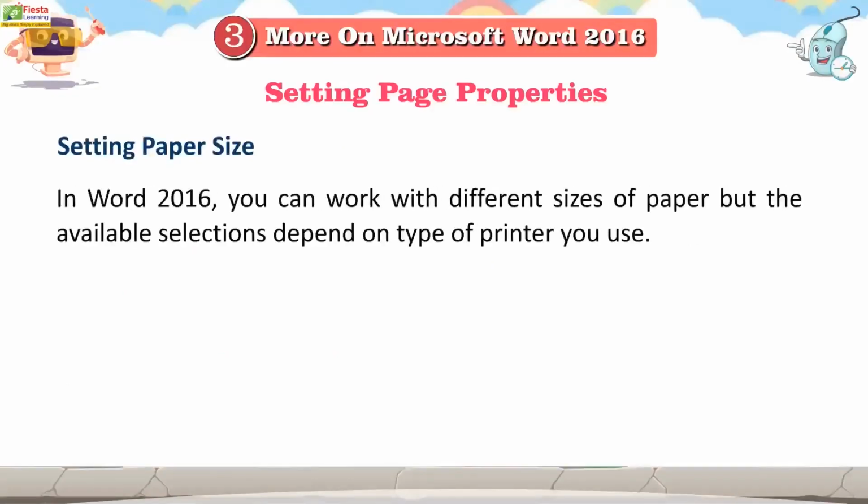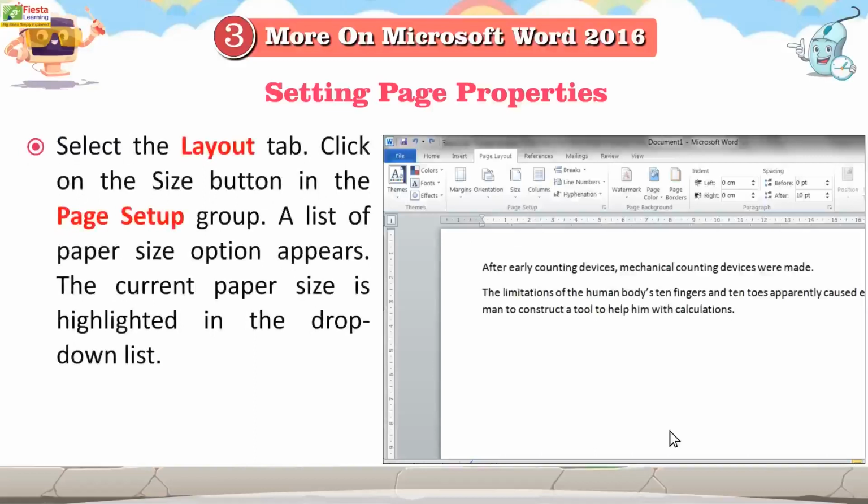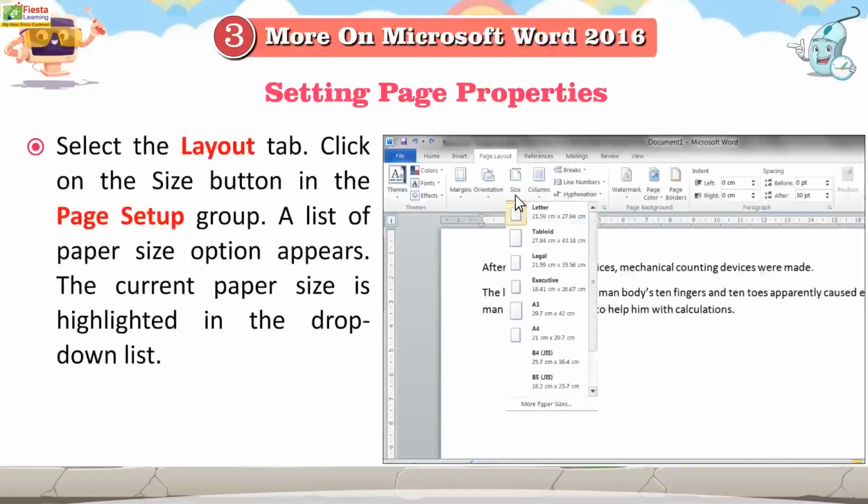Setting paper size. In Word 2016, you can work with different sizes of paper, but the available selections depend on the type of printer you use. To set a paper size, select the Layout tab. Click on the Size button in the Page Setup group. A list of paper size options appears.